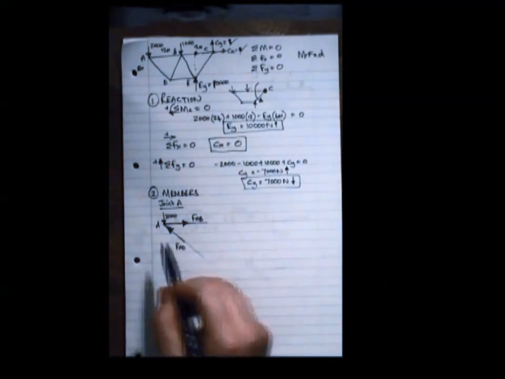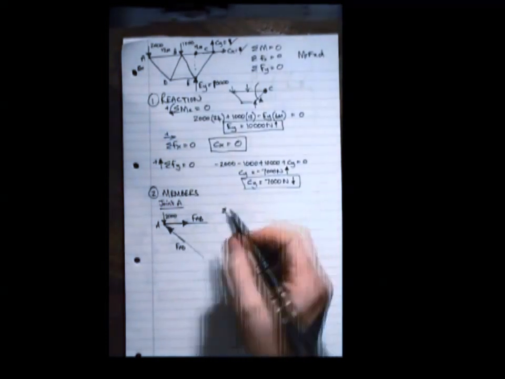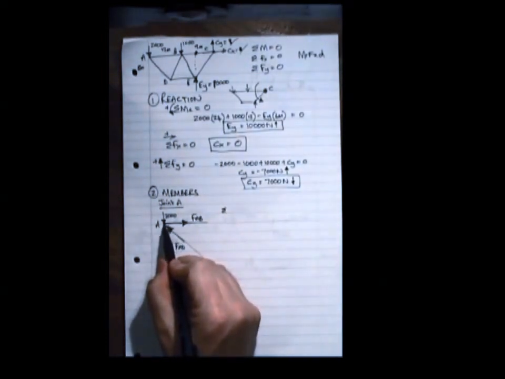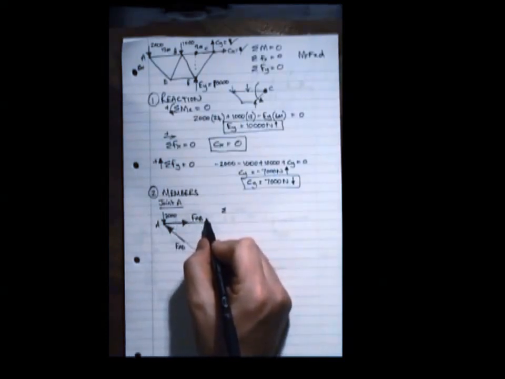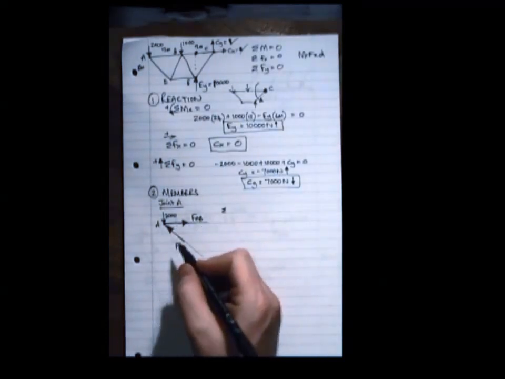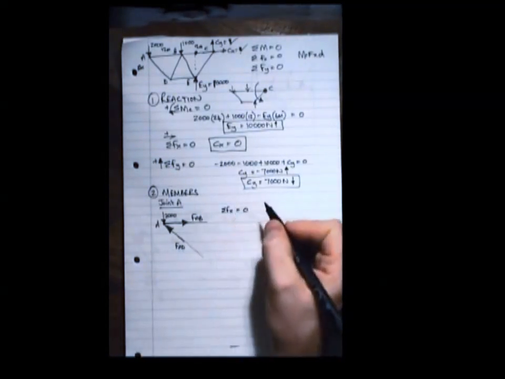So we've got joint A, let's analyze this. So we'll look at sum of forces. You can't do sum of moments about a particular point because it would cancel out the unknown. So we don't know what FAB is and we don't know what FAD is. So we can't do the sum of moments. We look at the sum of forces in an x direction, and that will equal zero.